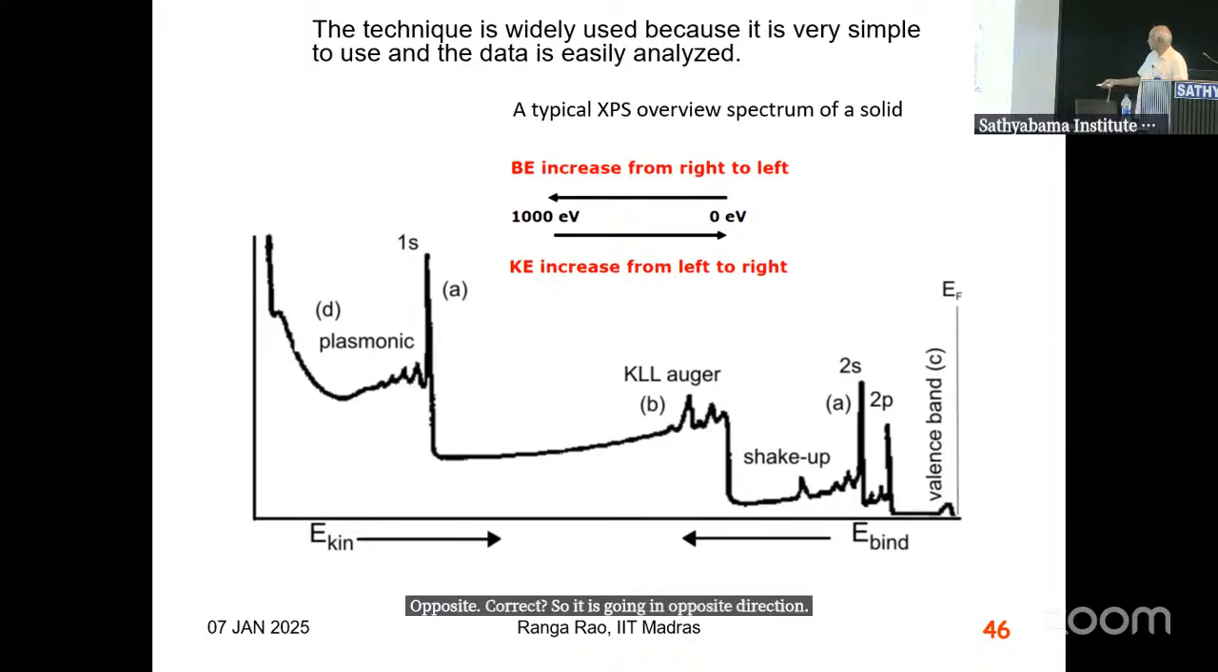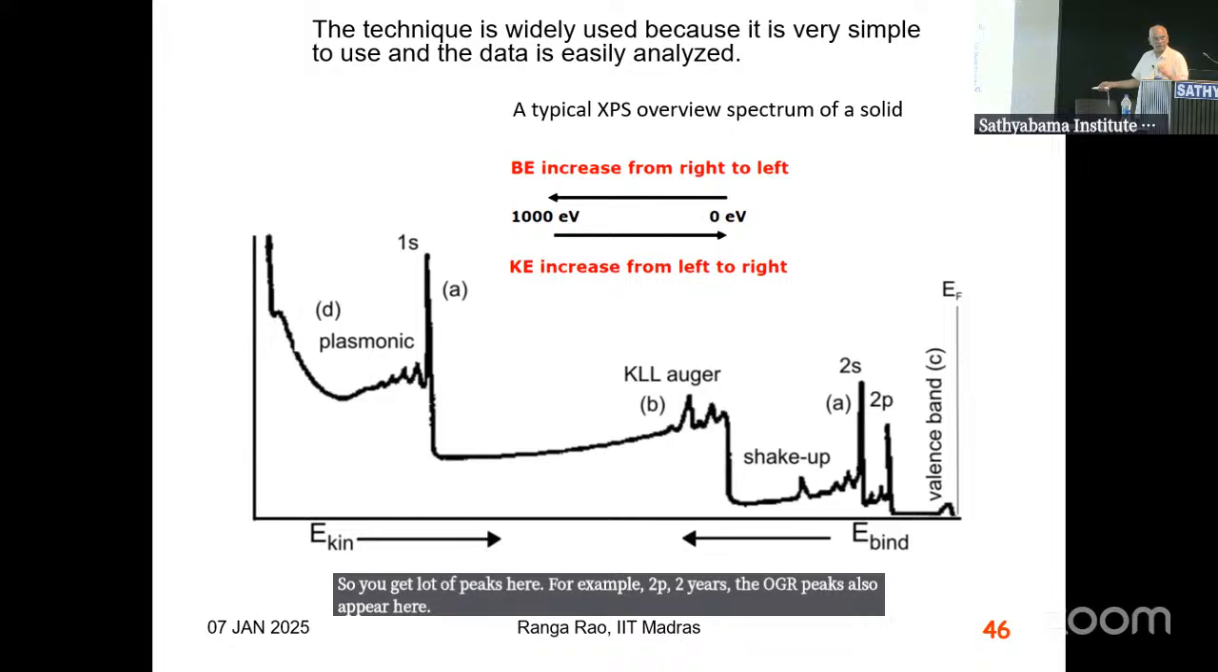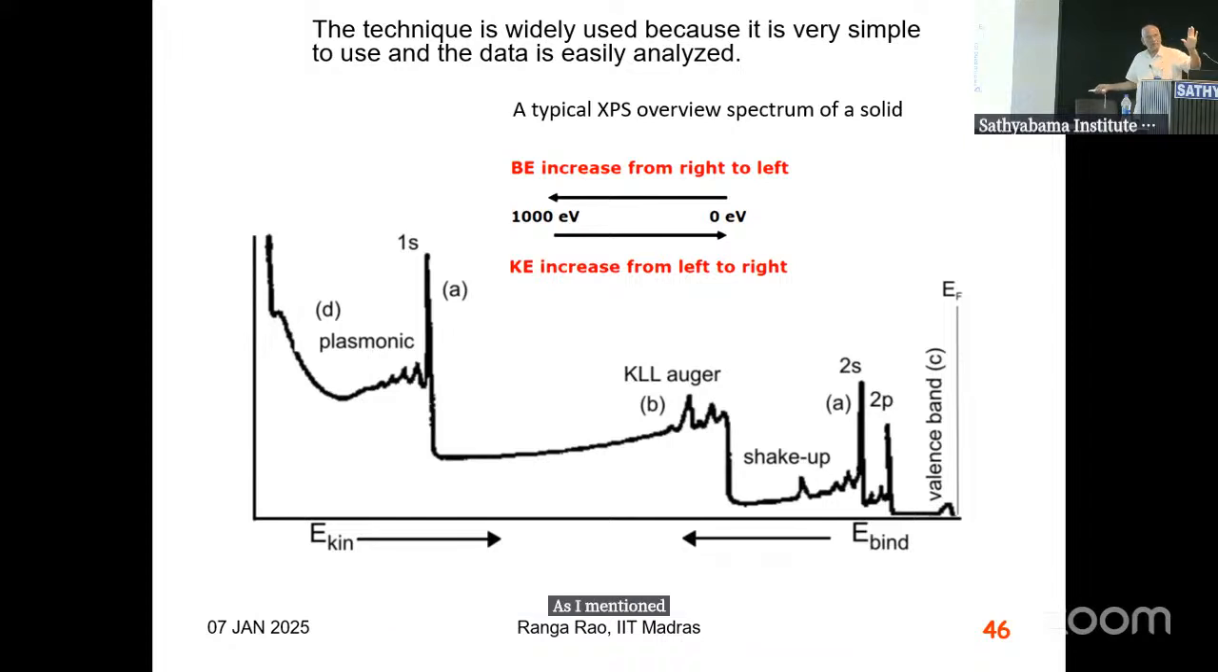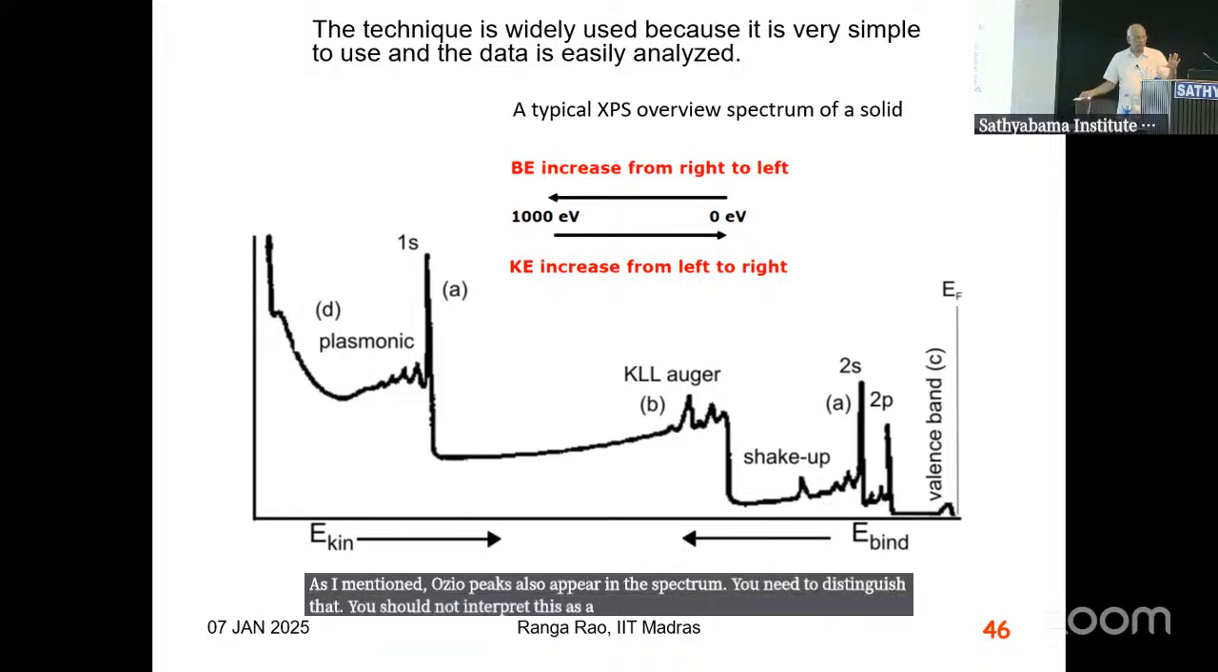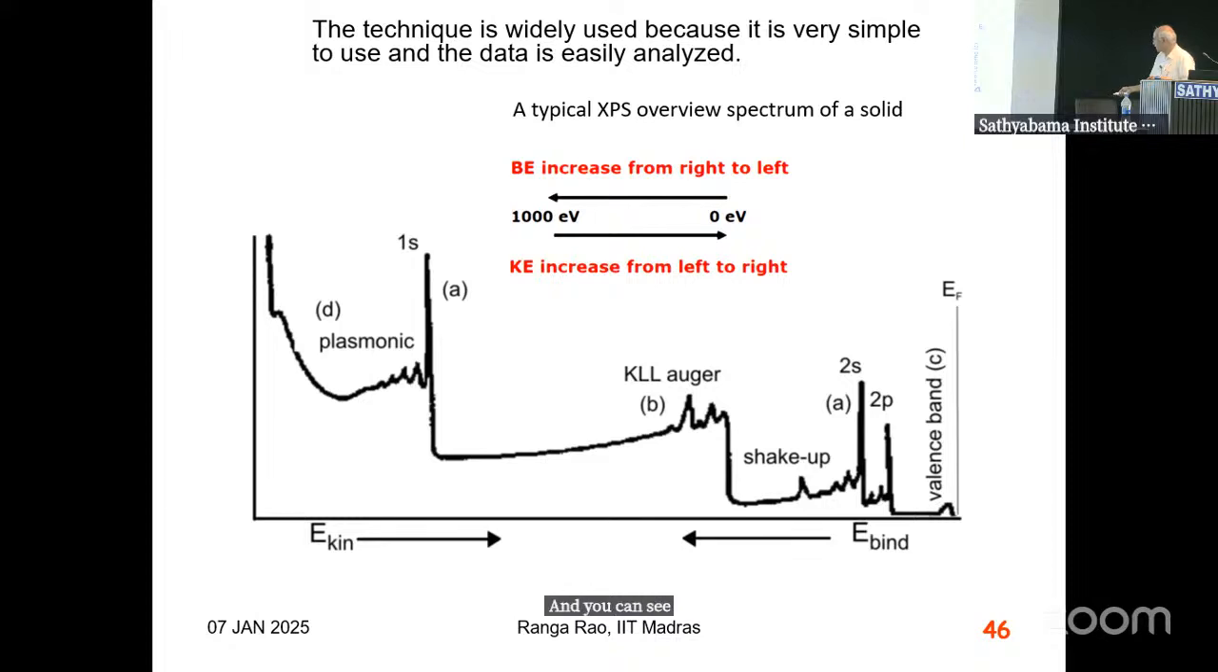So you get a lot of peaks here. For example, 2P, 2S, and the Auger peaks also appear here. As I mentioned, the Auger peaks also appear in the spectrum. You need to distinguish that. You should not interpret this as an XPS spectrum. You should be able to distinguish that it is an Auger spectrum. There are ways of doing that, and you can see there is no background here, but here there is some background, and here a lot of background, here a lot of background. The background keeps on increasing step by step.